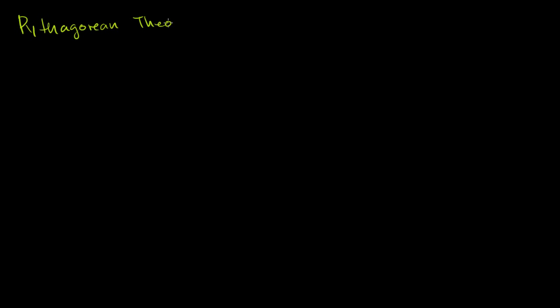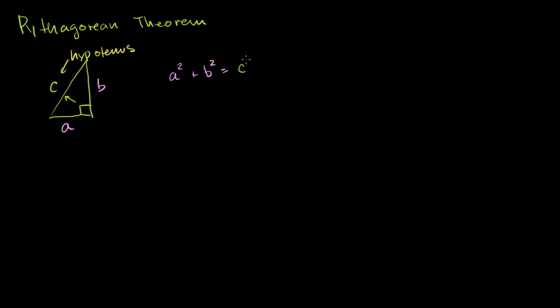And just as a bit of a review, it tells us that if I have a right triangle, and if C is the side opposite the right angle, that's my right angle, C is that side. It's the longest side. We called that the hypotenuse. I'll write the whole word. Then the sum of the squares of the other sides will be equal to C squared. So if this side is A and this side is B, the Pythagorean theorem tells us that A squared plus B squared is going to be equal to C squared.